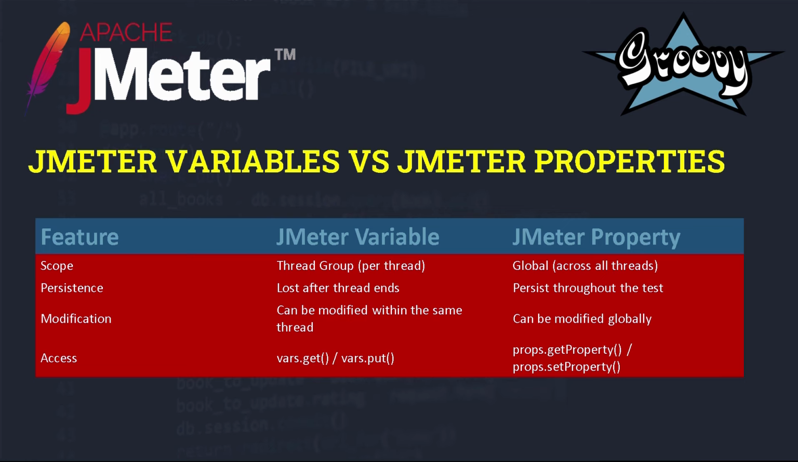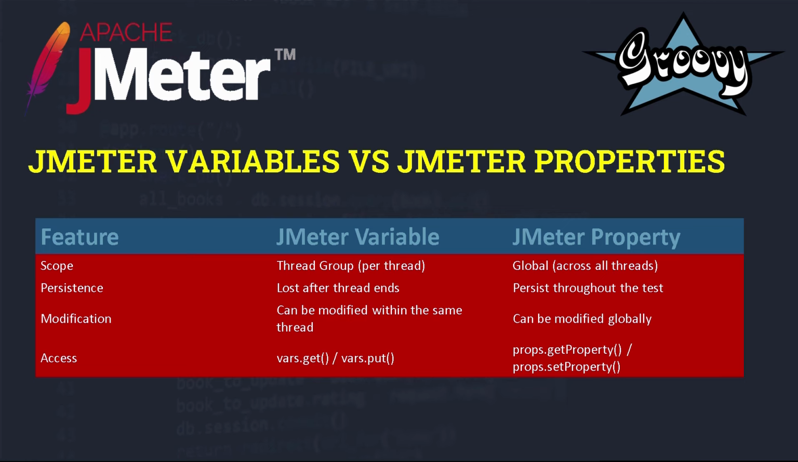In terms of scope, a JMeter variable is on the thread group level and a JMeter property is global. This means that it can be accessed across all the threads. When we talk about persistence, the variable is lost after the thread ends, and in comparison, a JMeter property is persistent throughout the test. You can modify the variable within the same thread, but a JMeter property can be modified globally.